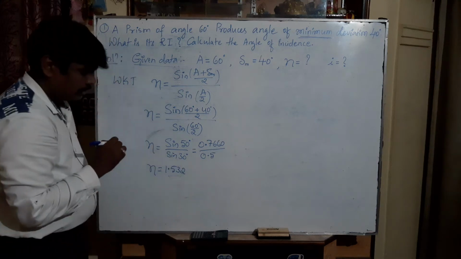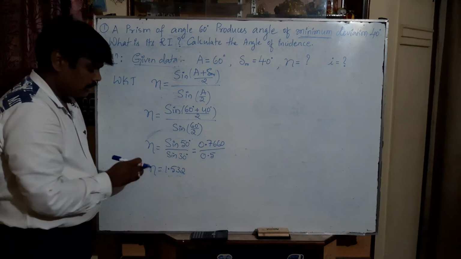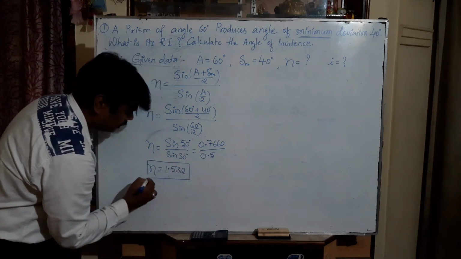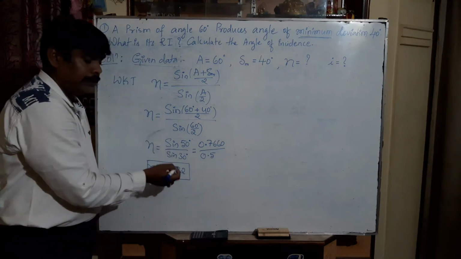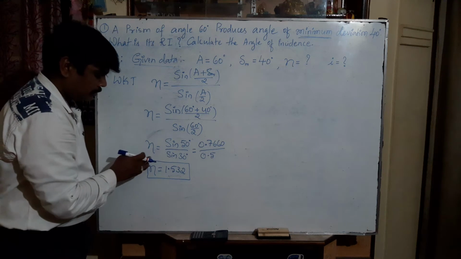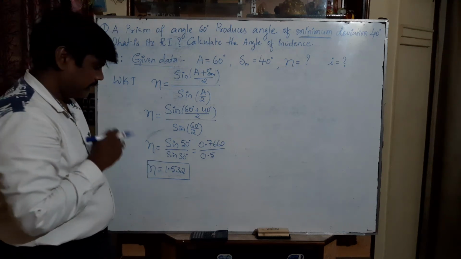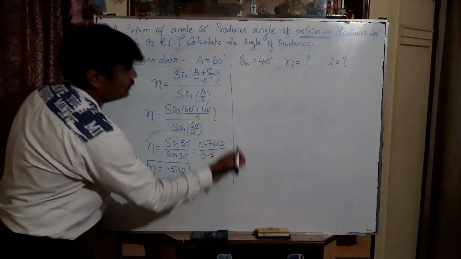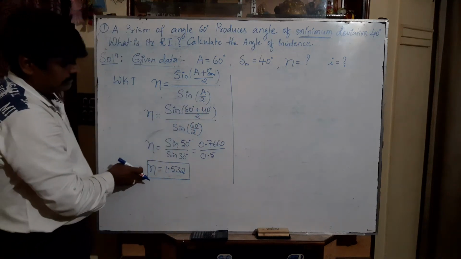1.532. You are not supposed to write any unit for this because refractive index should not have any unit. That is very important. If you are writing any unit, then definitely we will lose the marks in the examination, because refractive index is a unitless physical quantity. That's very important.